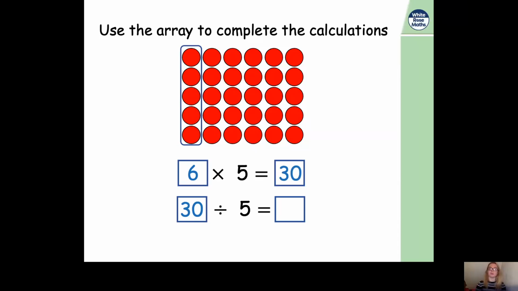So there we go. We can do our 30 divided by 5 by seeing how many rows we've got and counting how many counters are in each row. So how many counters are in each row? Yes, that's right. There are 6 in each row. So there you go. Can you see how we've used the same numbers for our multiplication and for our division? We've done 6 multiplied by 5 equals 30 and 30 divided by 5 equals 6.